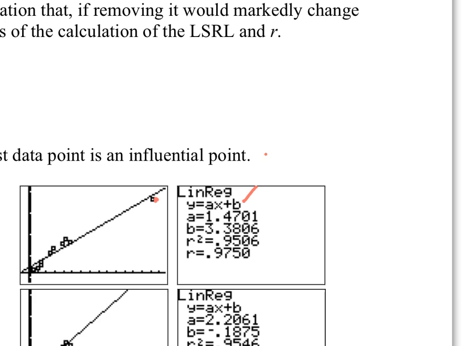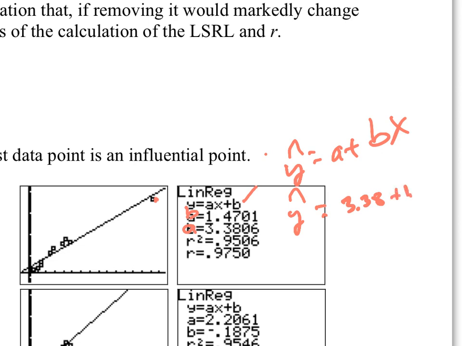I'm going to rewrite my A and B and write y hat equals a plus bx. And in his case, his A was his slope. So that becomes my B and this becomes my A. So when I write it out, y hat really is 3.38 plus 1.47x. Okay, so that's okay. It doesn't look bad. It looks like it's almost on the line.